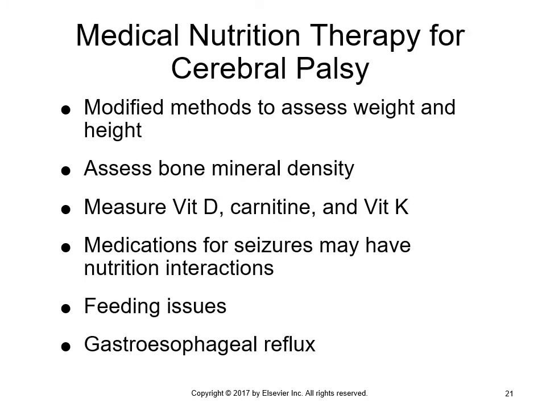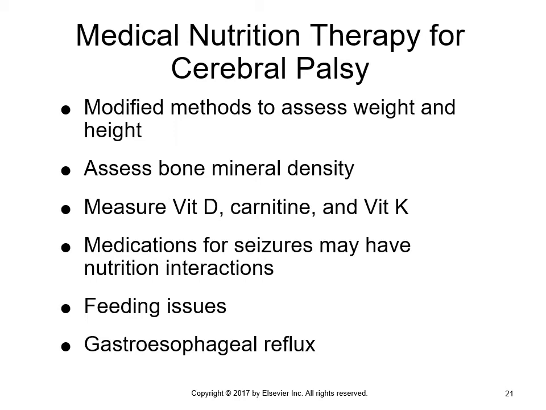Other things to consider: we want to use modified methods to assess weight and height. Especially if there's an altered gait, it's not that they're not willing to, but if they can't actually straighten their leg, then we're going to be able to use knee height calipers, we're going to be able to use arm span, etc.